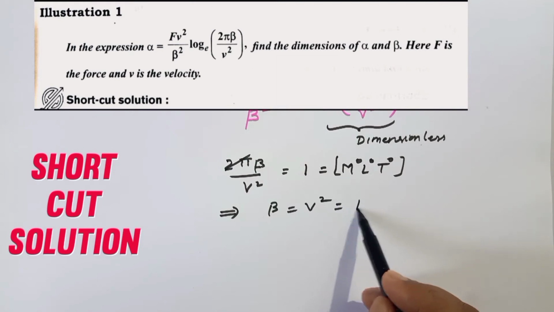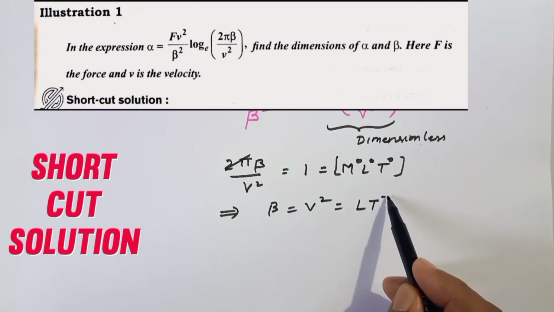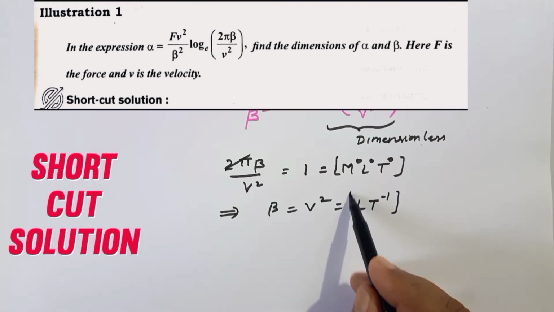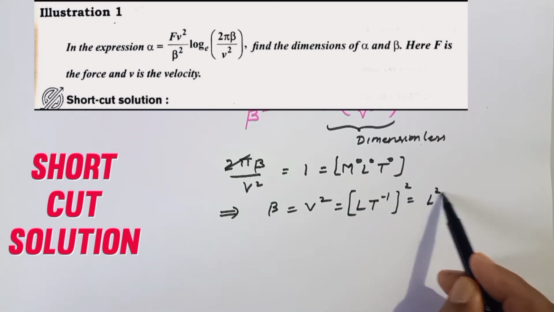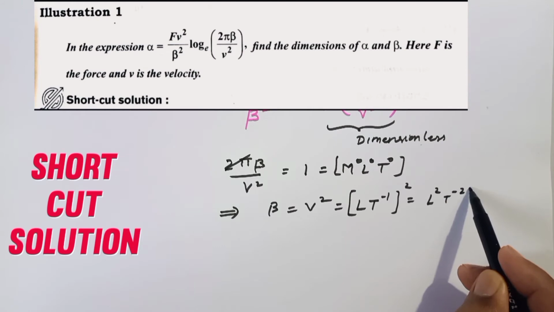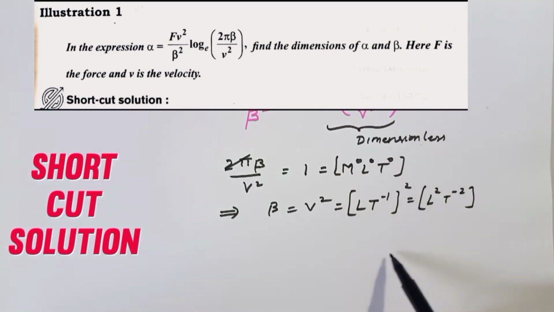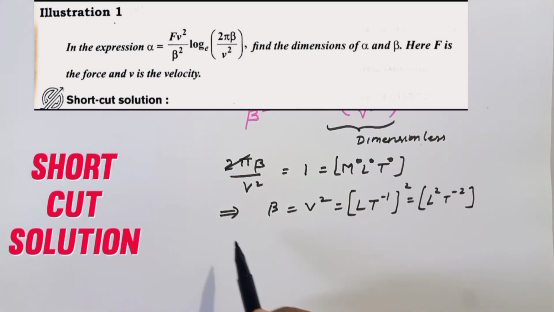Okay, and v is nothing but velocity according to the problem given above. The dimensional formula for velocity is L T power minus 1, because it is displacement by time. Therefore beta is L square T power minus 2 here. Then after that we have to find out the value of alpha here.